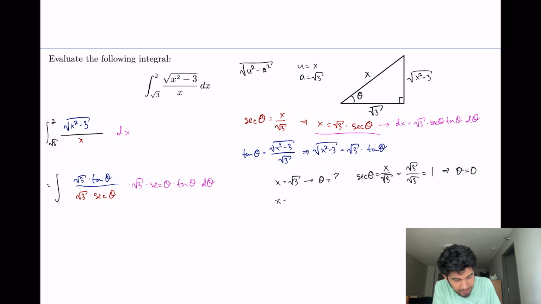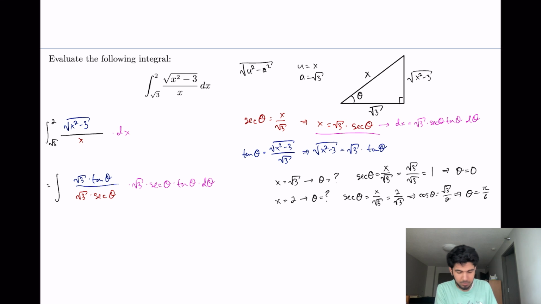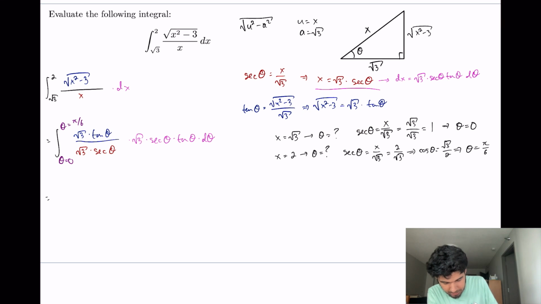For the upper limit, x equals 2, what does theta equal? Again, we can look at secant of theta, which is x over the square root of 3, which is now going to be 2 over the square root of 3. That tells us cosine of theta should equal square root of 3 over 2, and that means theta should equal pi over 6. So we can write in our limits now. Our lower limit is theta equals 0. Our upper limit is theta equals pi over 6. Let's simplify this integral a little bit so it's a bit cleaner.